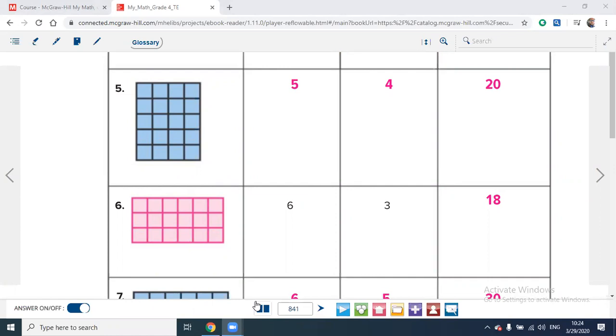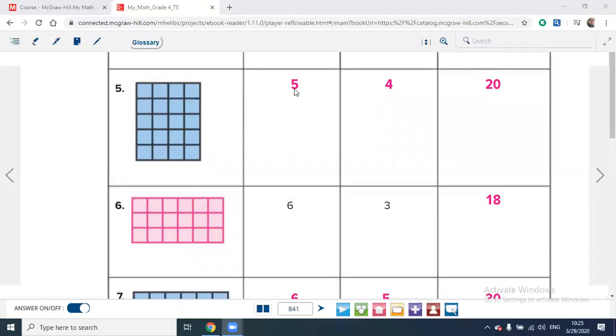Yes, Saif. How can you say we need to multiply? Muhammad said we cannot count. You can use counting, but without counting the squares inside, we can multiply. As you see here in example number 5, if you count how many squares are inside the shape: 1, 2, 3, up to 20. Yes, the area is 20.